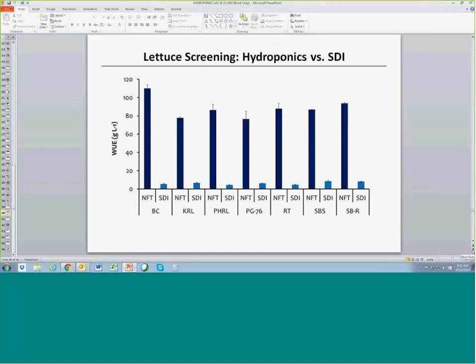And we expanded to different varieties of lettuce. This is different varieties growing in NFT versus subsurface drip irrigation. These are different varieties of lettuce, like salad bowl red, pro green, creme green, etc. Butter crunch, the first one, BC, and you see that the water use efficiency is by far about 95% higher as compared to the ones in the field. So it goes across all varieties of lettuce and also other leafy greens. Next one.